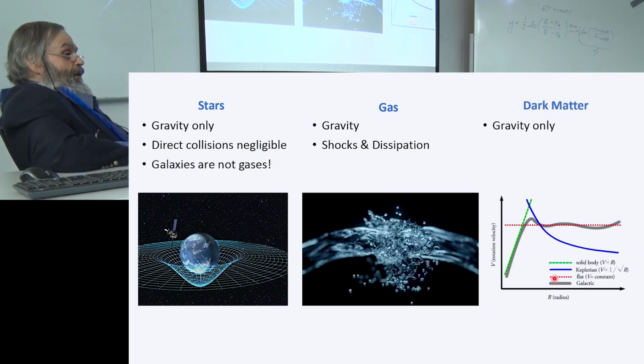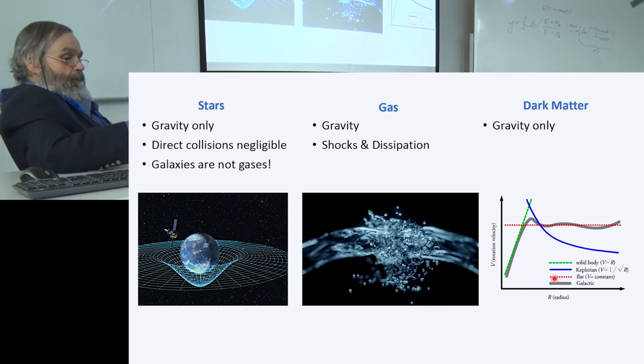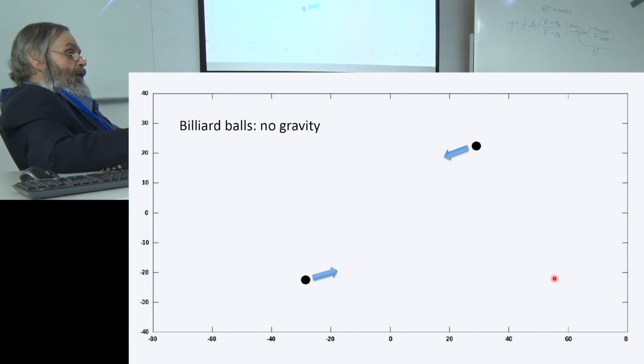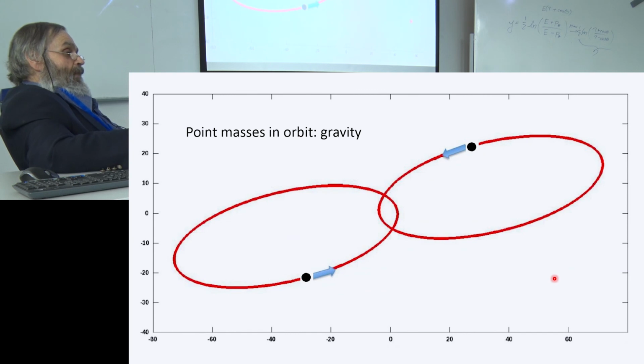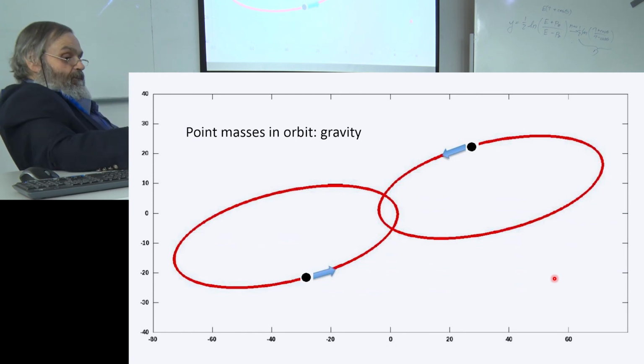And then there's dark matter, which only interacts through gravity. Okay, so these three things behave differently. So billiard balls with no gravity would just go straight past each other like that. Point masses with gravity, they pull each other towards each other, and they will end up on elliptical orbits.